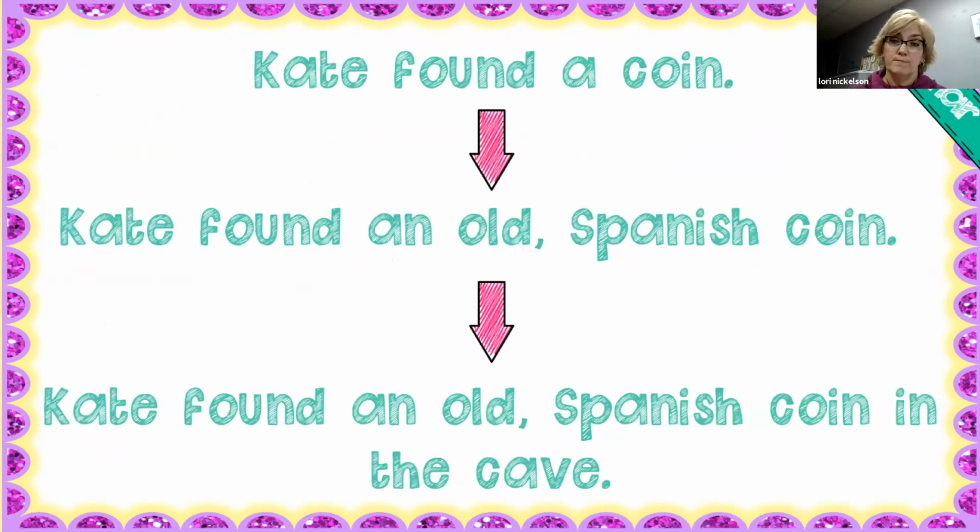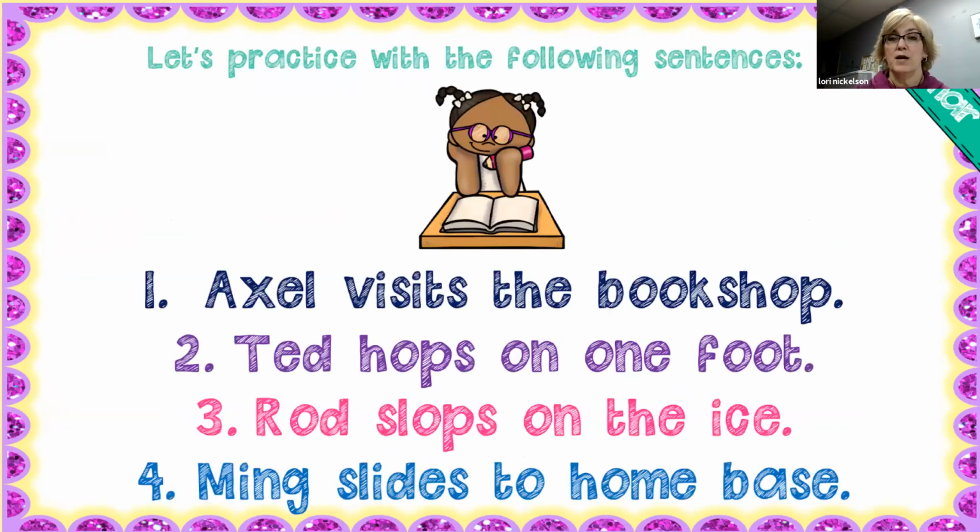Kate found a coin. Then we added some adjectives, old and Spanish, to where we have Kate found an old Spanish coin. Then we've added in the preposition, Kate found an old Spanish coin in the cave. All right, so let's practice with the following sentences.